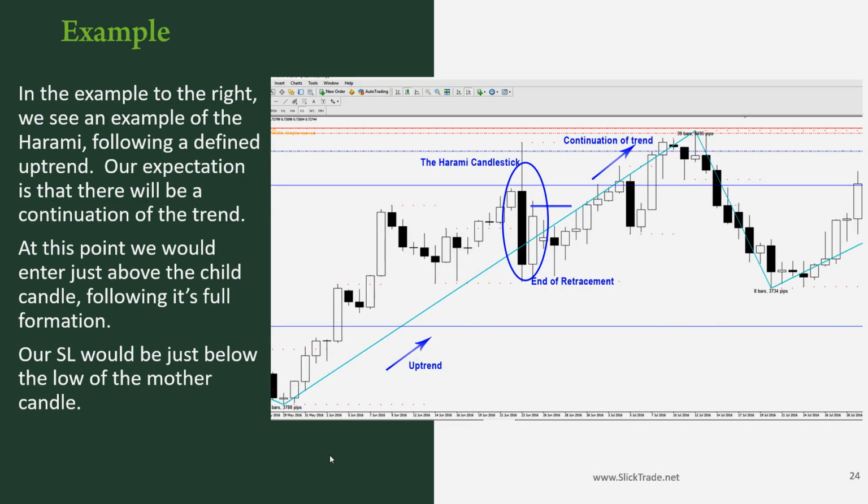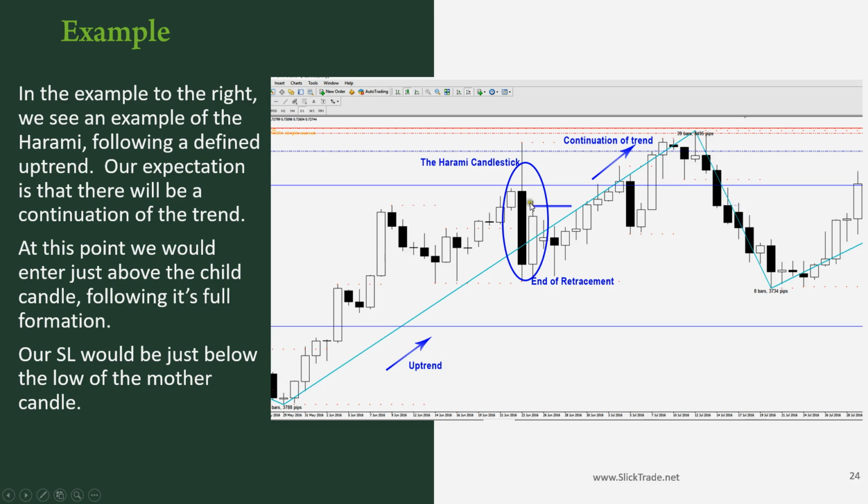We have one more example, and this example is following a defined uptrend. Our expectation is that there will be a continuation of the trend. At this point, we would enter just above the child, following its full formation. Our stop loss would be just below the low of the mother candle. So, here's our uptrend. Here's our retracement down. Here is the mother. And here's the child. The child's body is fully within the mother's body. Our stop loss would be slightly below that mother. And our entry would be slightly above the child.